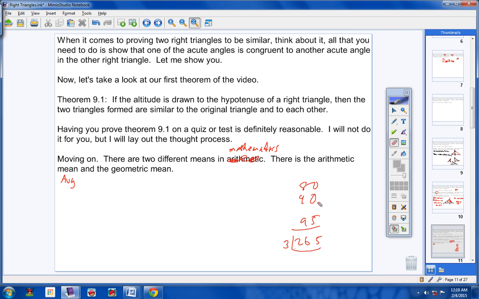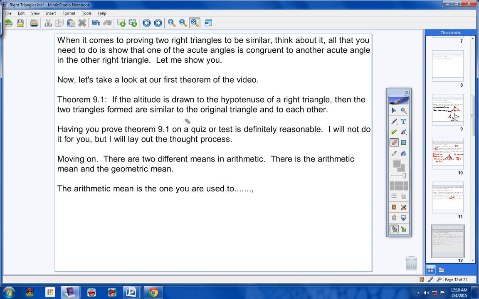But there's also something in math called a geometric mean, okay? And that's what we're going to focus on today. So there are two different means in mathematics. One is the arithmetic mean. That's the one you've done since you've been in elementary school. And there's a geometric mean, okay? Now, the arithmetic mean, like I just said, is the one you're used to. The geometric mean, however, is a little different, and it's decently confusing, so take good notes and please pay attention.